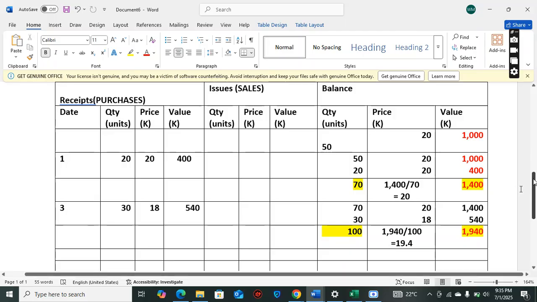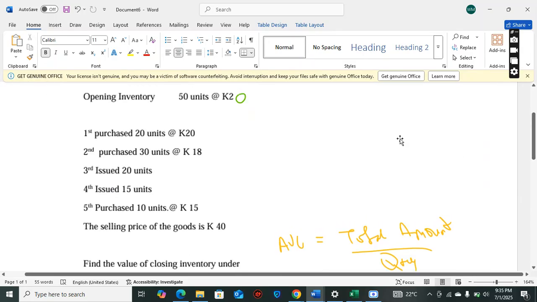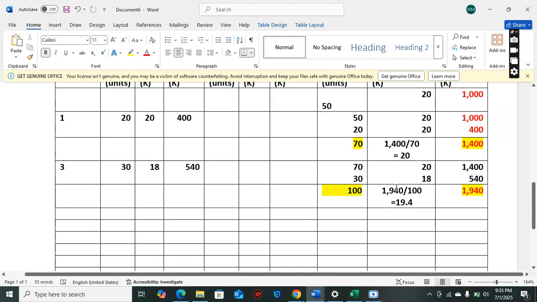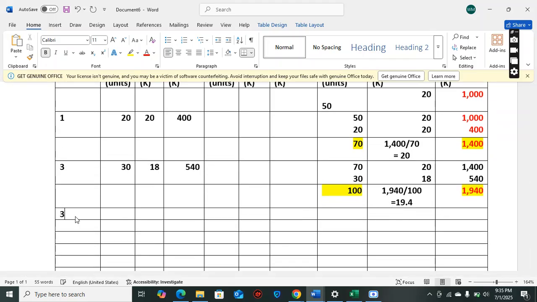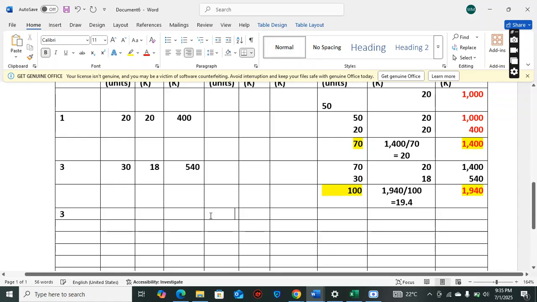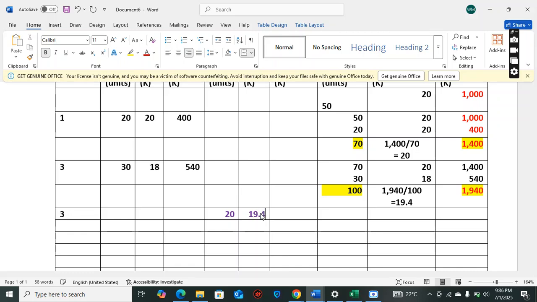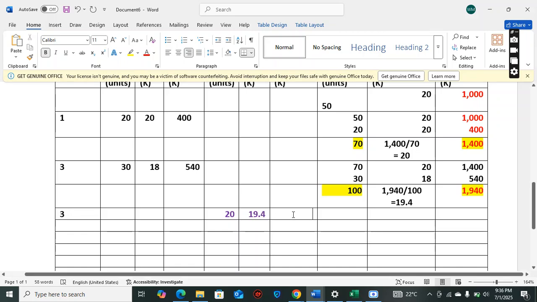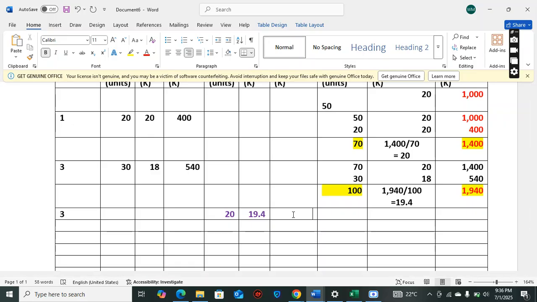I can move on. Issued 20 units on the 3rd. So you just come here, the 3rd. We issued how many units? 20 units. Value them at the average cost, 19.4. Okay. 20 times 19.4.